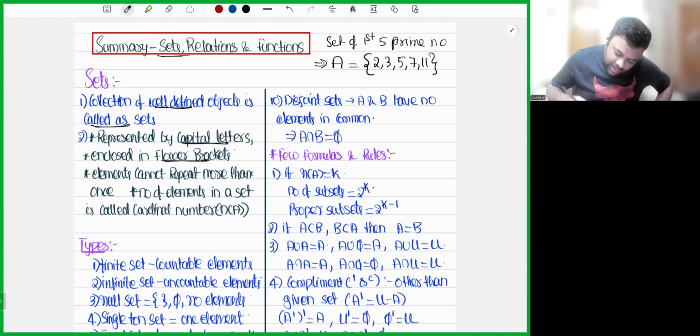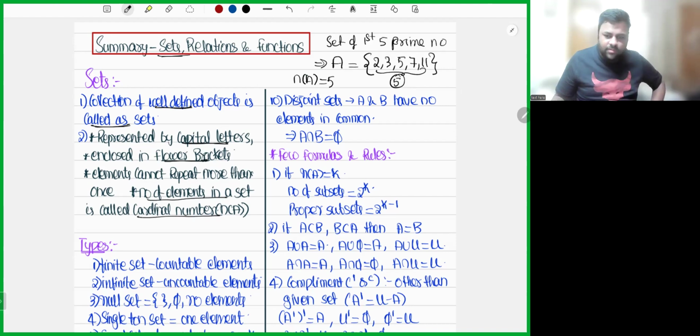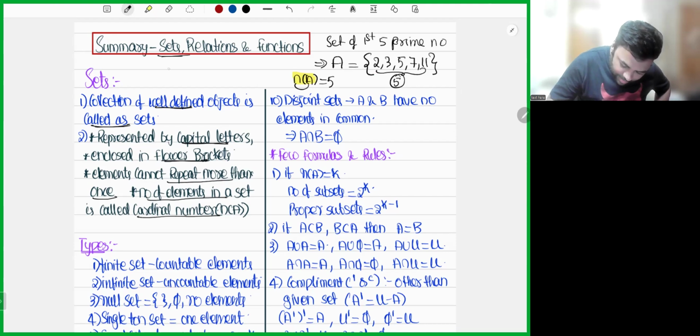Next, the number of elements in a set is called the cardinal number. How many elements are there here? 5 elements. So the cardinal number of A is 5. When I tell n of A, it means the number of elements in set A. It's called the cardinal number. Next, elements cannot repeat more than once in a set. Like if I am having 0, 0, 0, 0, 99 times.